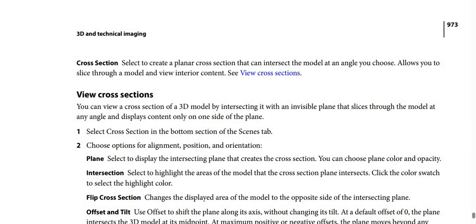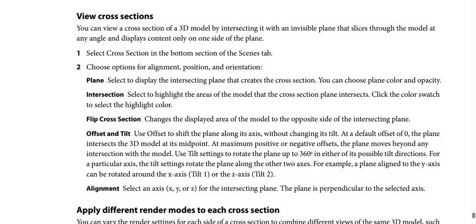And what about cross section? Cross section means that you should select it to create a planar cross section that can intersect the model at an angle you choose, and allows you, by the way, to slice through a model and view interior content. And what about view cross sections? View cross sections means that, by the way, you can view a cross section of a 3D model by intersecting it with an invisible plane that slices through the model at any angle and displays content only on one side of the plane. And we have steps here now.